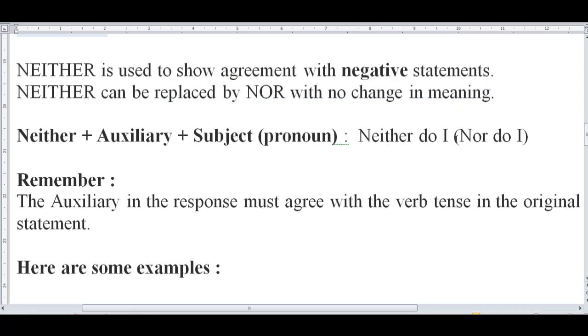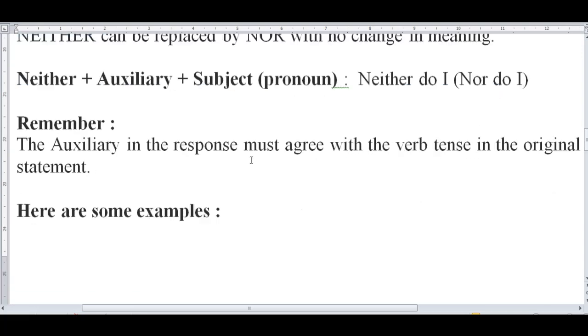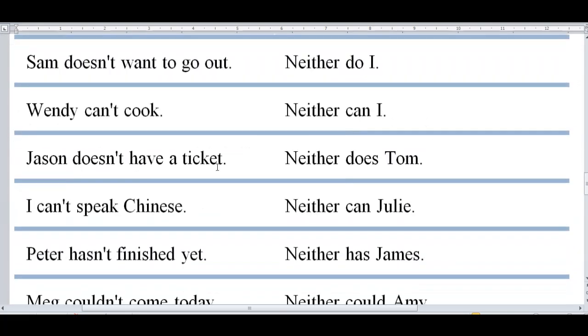We can say neither do I or nor do I. Okay, so we have examples.